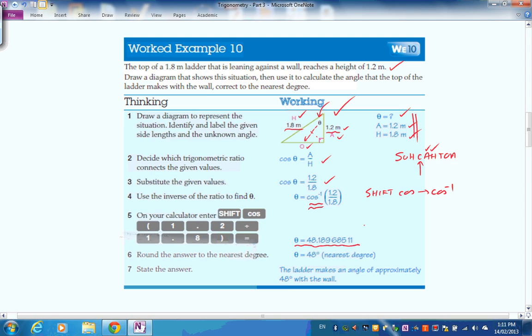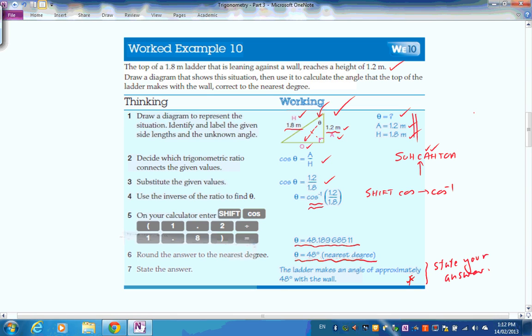You get this in decimal degrees, and you can round it off to the nearest degree because that's what they asked this time. And you should state your answer. State your answer, not in the jargon or the symbols of the question, but answering contextually what the question asked, and that was what is the angle that it makes with the wall correct to the nearest degree. So here the ladder makes an angle of approximately 48 degrees with the wall.